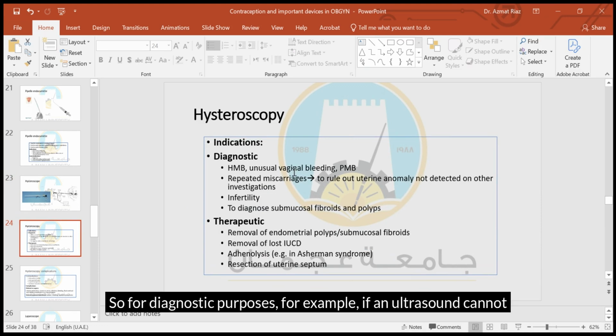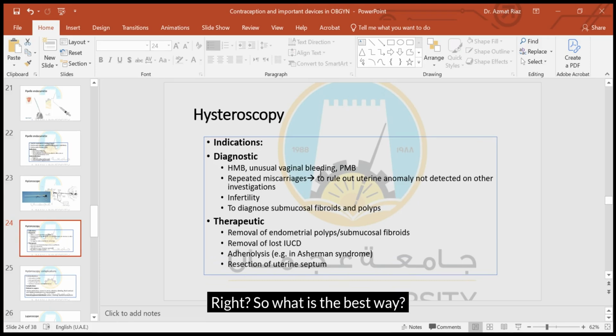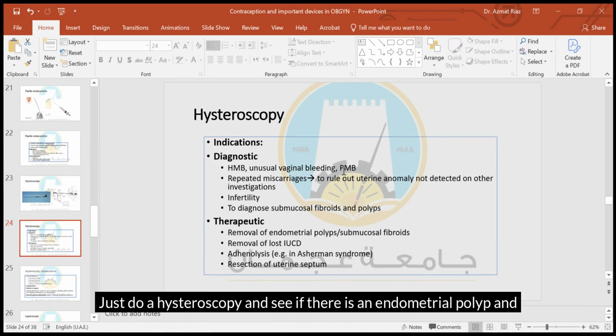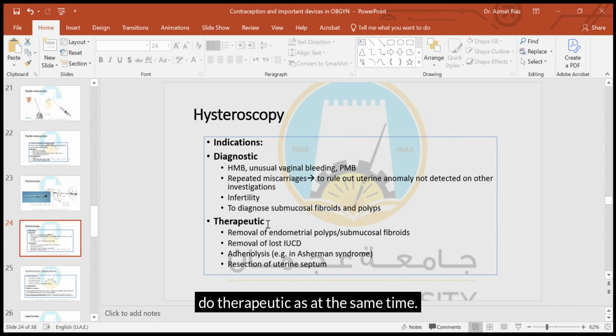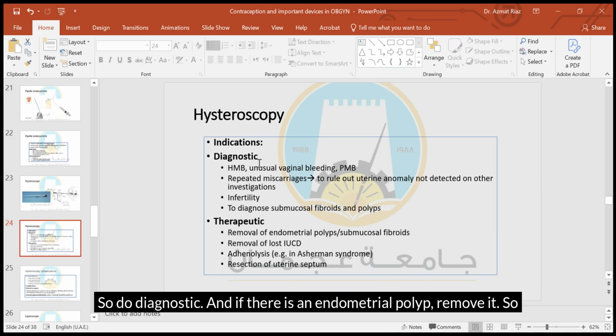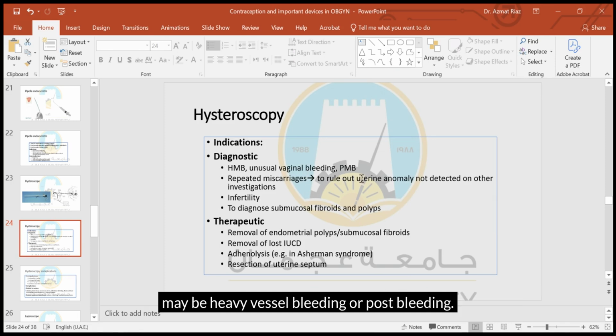For diagnostic purposes, for example, an ultrasound may not detect an endometrial polyp, because transvaginal scan sometimes misses it. So what is the best way? Just do a hysteroscopy and see if there is an endometrial polyp, and do the therapeutic part at the same time. Do the diagnostic, and if there is an endometrial polyp, remove it with a hysteroscopic polypectomy. The patient may present with different complaints, such as heavy menstrual bleeding or postmenopausal bleeding, but if someone asks you for the indication of diagnostic hysteroscopy, you say suspected endometrial polyp.